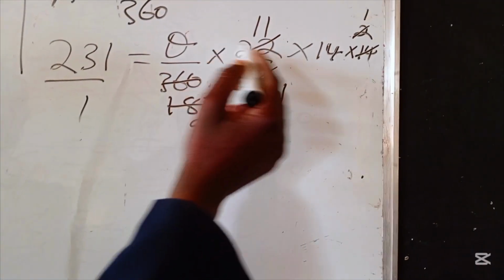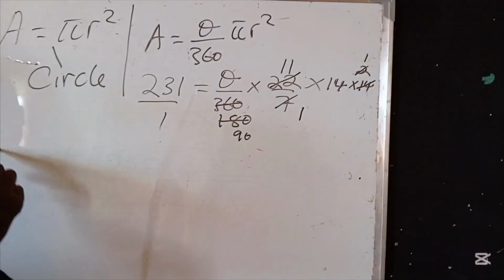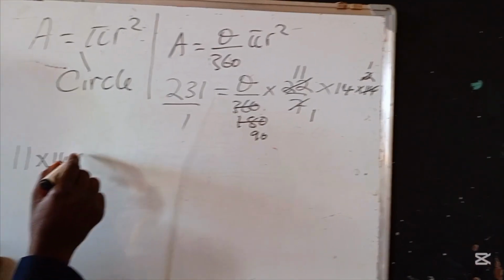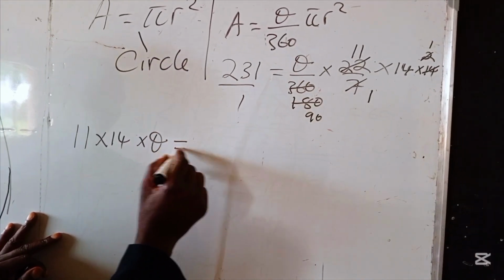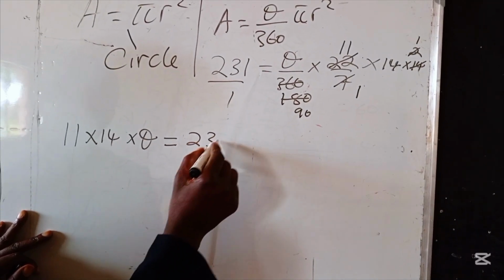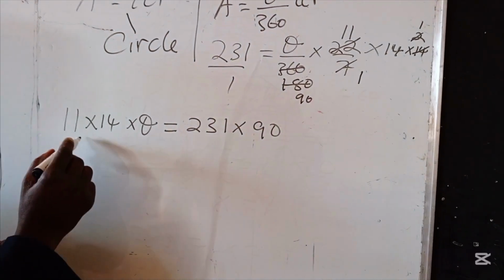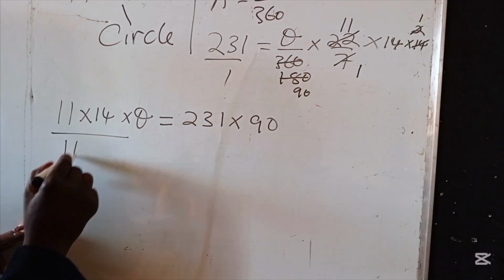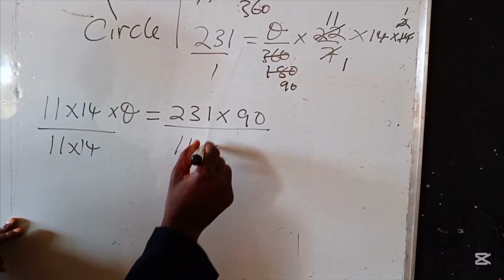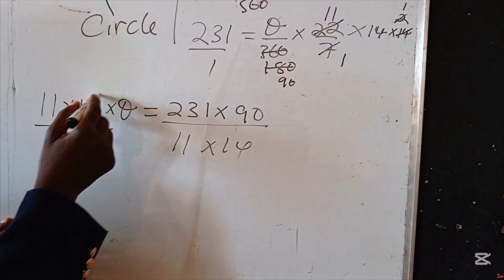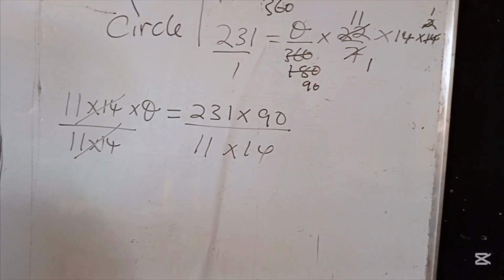So when you multiply what is on top here, it is 11 times 14 times theta equals 231 multiplied by 90, like that. So I'll divide both sides by 11 times 14. Here we want to make theta the subject of the formula. Why? That is what they're asking us.